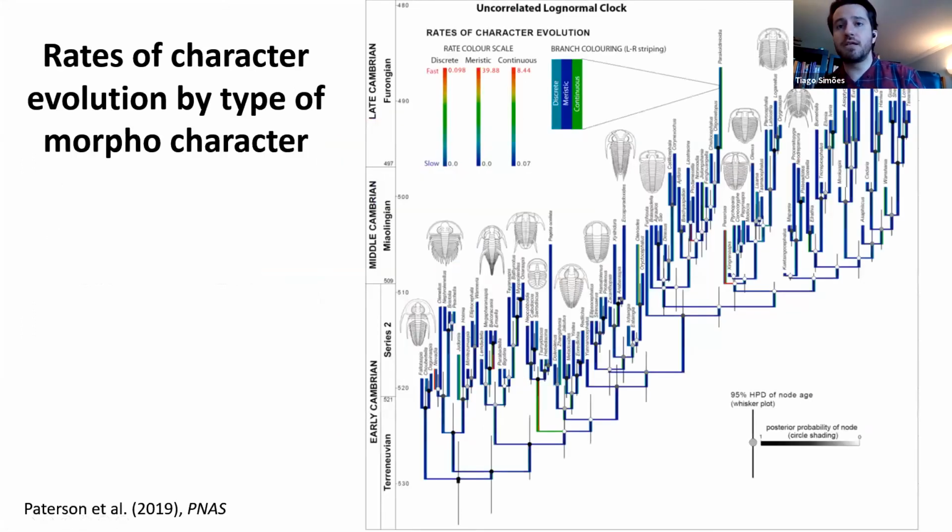We subsequently had the implementation of estimating rates of morphological evolution based on different kinds of morphological traits. So in this paper by Patterson et al. in PNAS, they estimated differently the rates of evolution for discrete characters, meristic characters, and continuous characters, in this case finding very similar patterns of evolution for the early evolution of trilobites during the Cambrian.